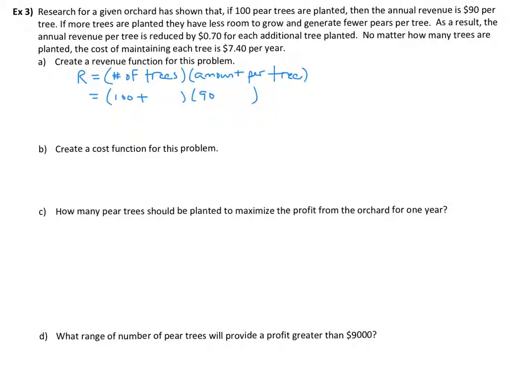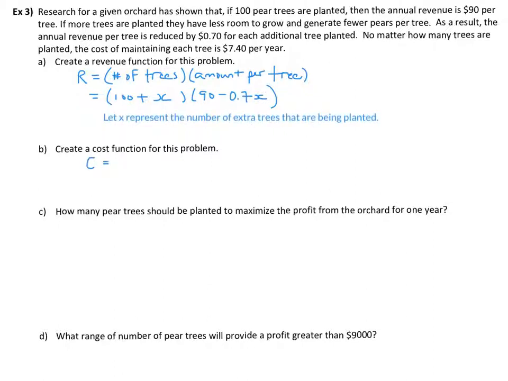So if I increase the 100 by groups of x, for every 1x that I'm adding to the orchard, every extra tree, I'm now going to decrease the amount I'm earning per tree by groups of 70 cents. So I'm going to take off 0.7 for every extra tree that I'm planting. So in this case, x represents the number of extra trees that are being planted.